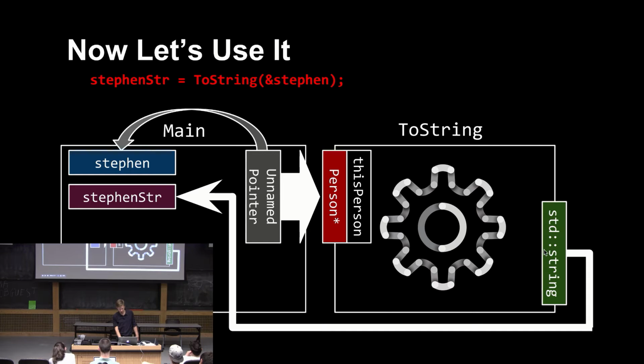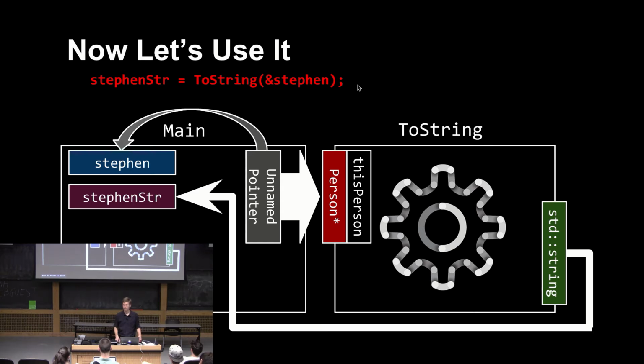And then lastly, I'm going to actually assign this std string that's returned from the function to an actual variable. And I named it Stephen Str, which is the code, this is what it would look like to run, right? Stephen Str equals, and then invoke the function, pass my parameters.